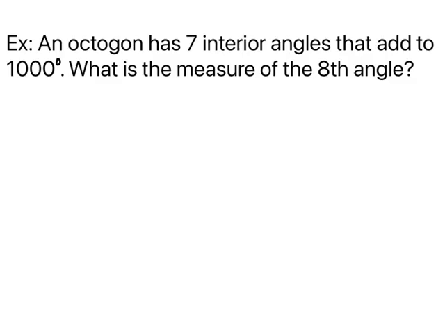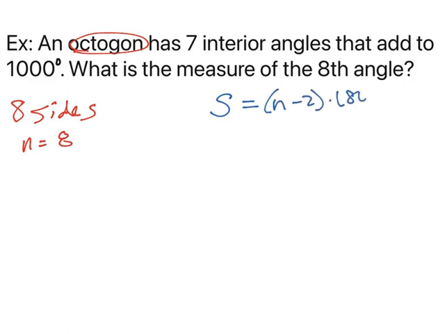All right, let's play. An octagon has 7 interior angles that add to 1,000 degrees. What is the measure of the 8th angle? Okay, let's think about this. So we have an octagon. Octagon means 8 sides. So that means n is 8. So what does that tell us? Well, we can find the sum of the angles by taking n minus 2 times 180. So let's start there and see what that gives us.